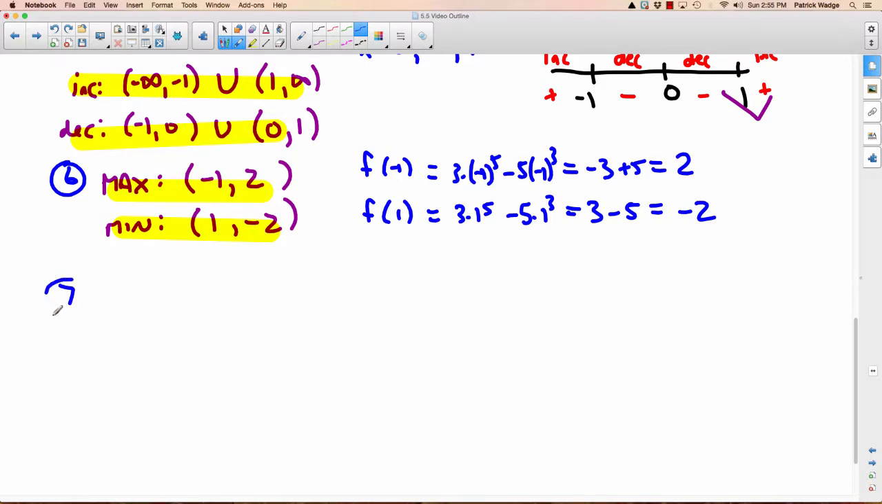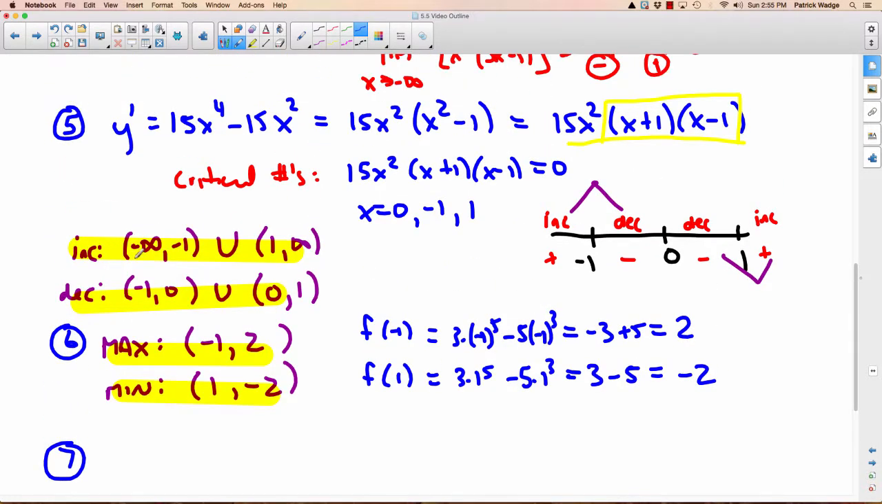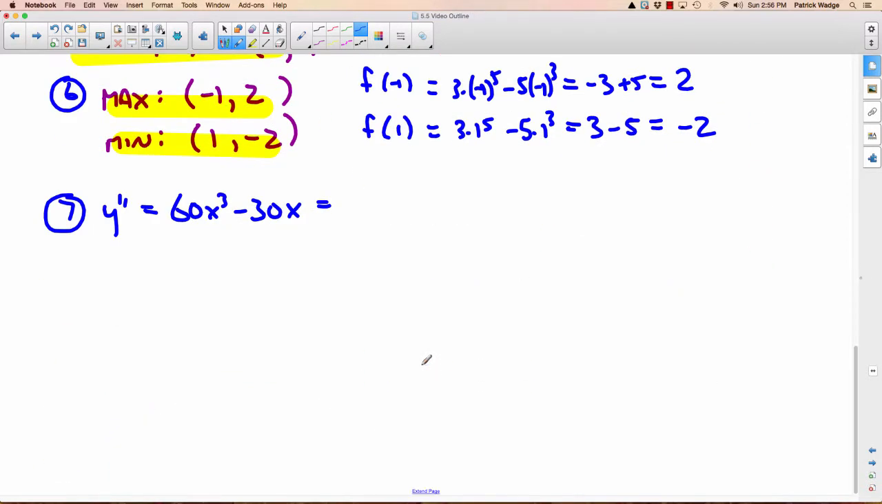Okay, step 7, we need to find the concavity and points of inflection. So we have to take the second derivative. So we'll look back up here, and I would look right here if I was you to get the second derivative. So y double prime equals, bring the 4 down and multiply, you get 60 x cubed. Bring the 2 down and multiply, you get negative 30 x. And once again, let's go ahead and do the factoring right away. Put it in factored form. So factor out a 30x, and you're left with 2x squared minus 1.